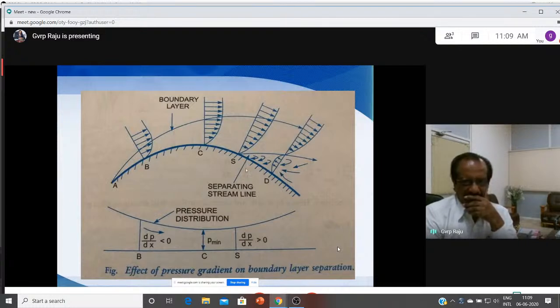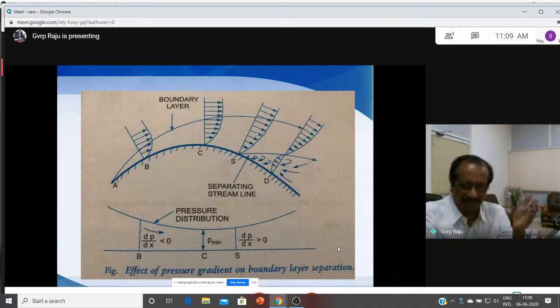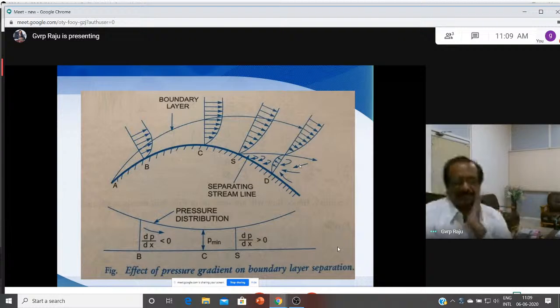So the pressure from C to D increases here. When the pressure is increasing, what happens to velocity? Velocity decreases. When the velocity decreases, in view of the pressure increase, the boundary layer thickness increases. If you see the boundary layer thickness here, this is its value, and from here the thickness is more compared to this one. Again from here it is more compared to this one. So the boundary layer thickness goes on increasing from C to D.